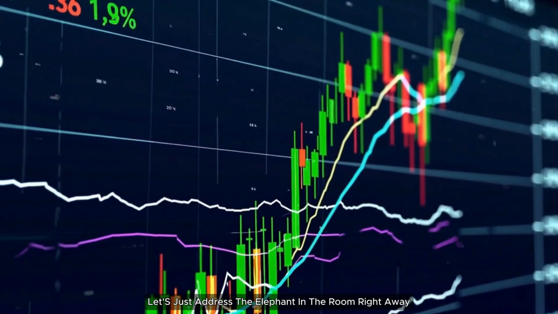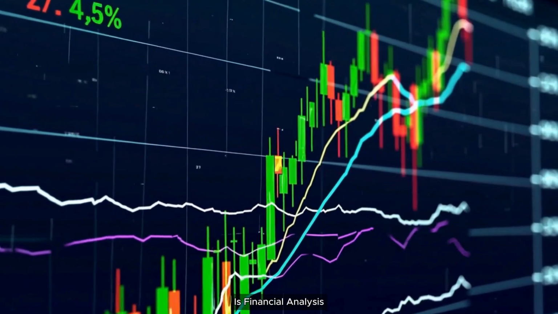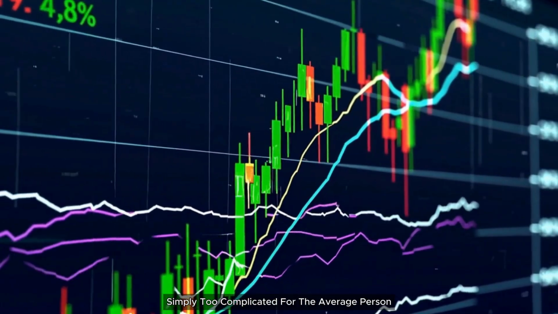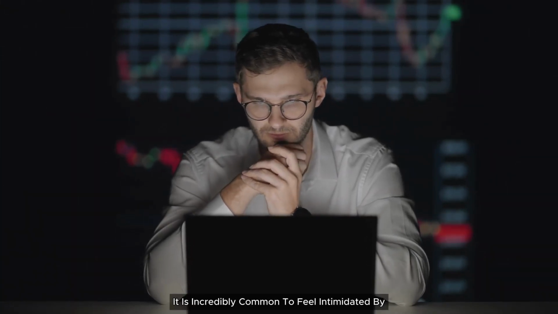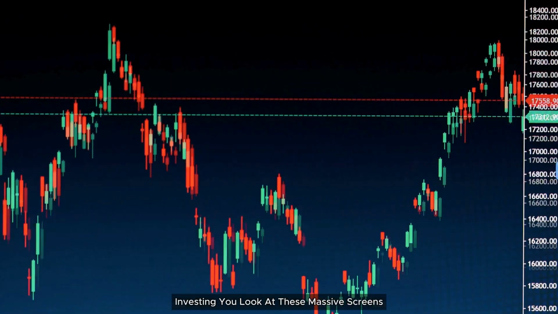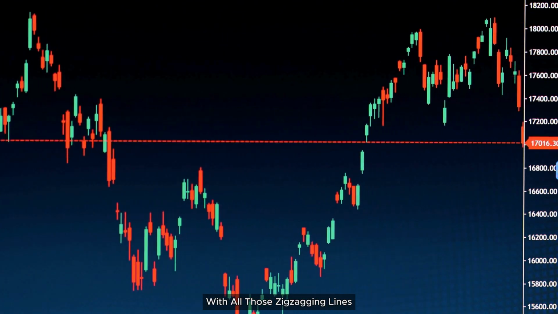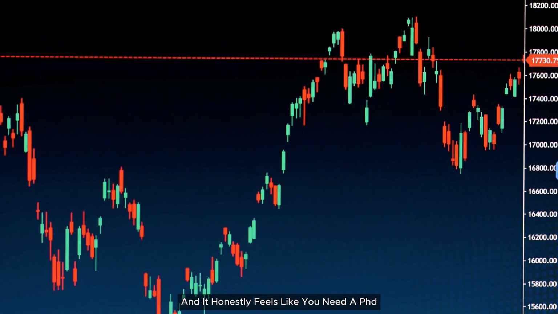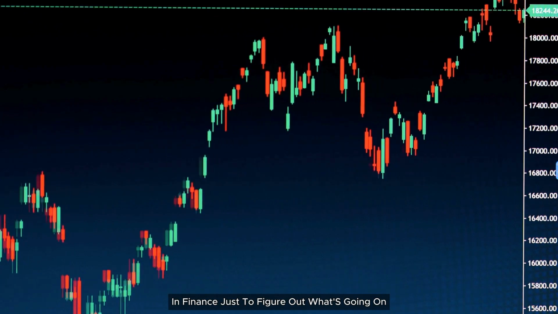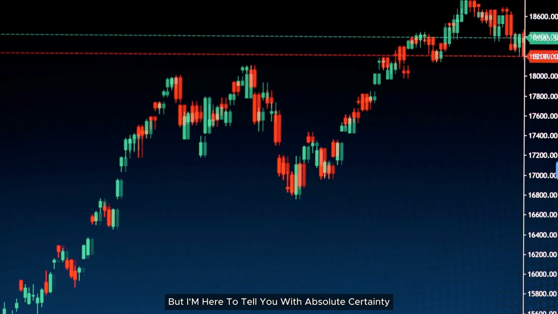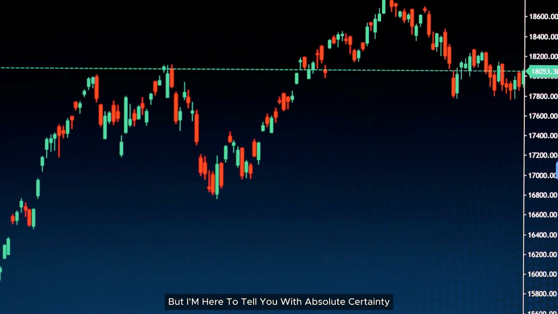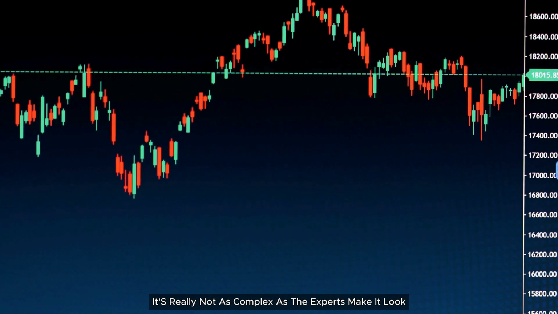Let's get to it. Let's just address the elephant in the room right away. Is financial analysis simply too complicated for the average person? I hear this question all the time. It is incredibly common to feel intimidated by investing. You look at these massive screens with all those zigzagging lines, and it honestly feels like you need a PhD in finance just to figure out what's going on. But I'm here to tell you with absolute certainty, it's really not as complex as the experts make it look.